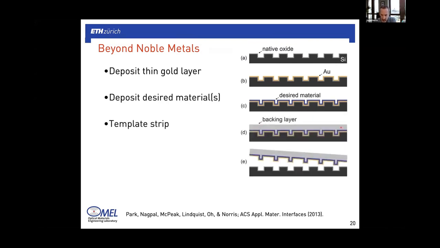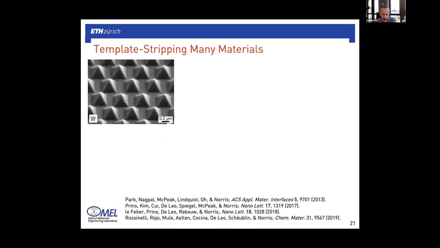And then bring in something sticky and strip it off, the gold will detach from the silicon template, and then you can selectively etch away the gold and you leave behind this new desired material that maybe wouldn't template strip by itself. And a good example is a refractory or thermally stable metal like tungsten.